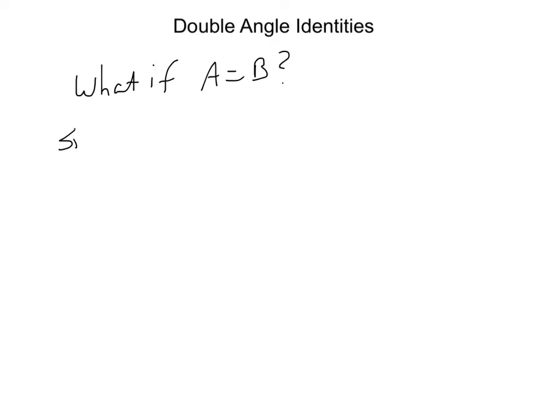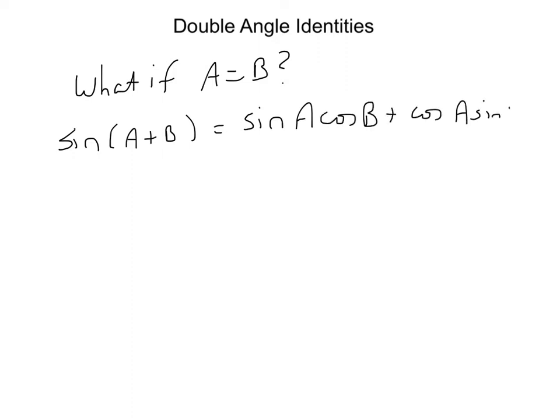So for instance, for the sine of A plus B, which I already know is the sine of A times the cos of B plus the cos of A times the sine of B. What if A equals B? What if it's a double angle? What if it's the same angle, A and B? Then what I'm going to do is replace B with A and substitute. So instead of saying A plus B, I'm going to say A plus A.